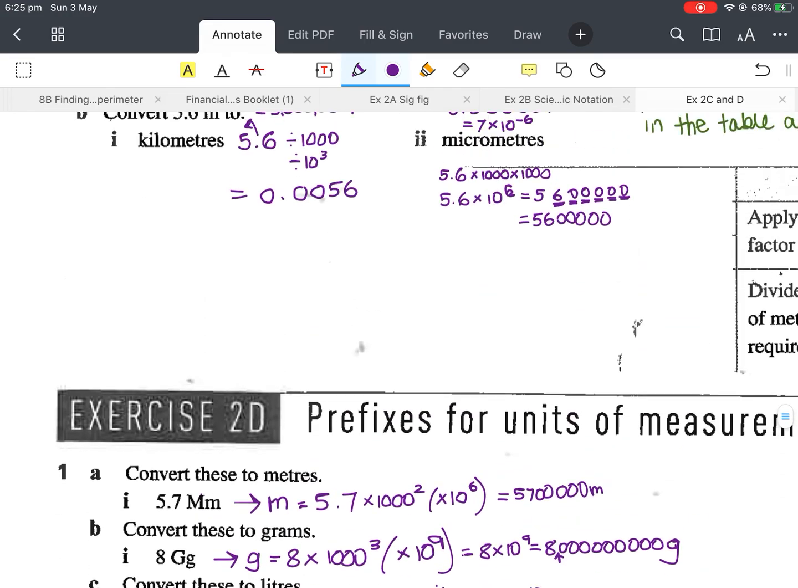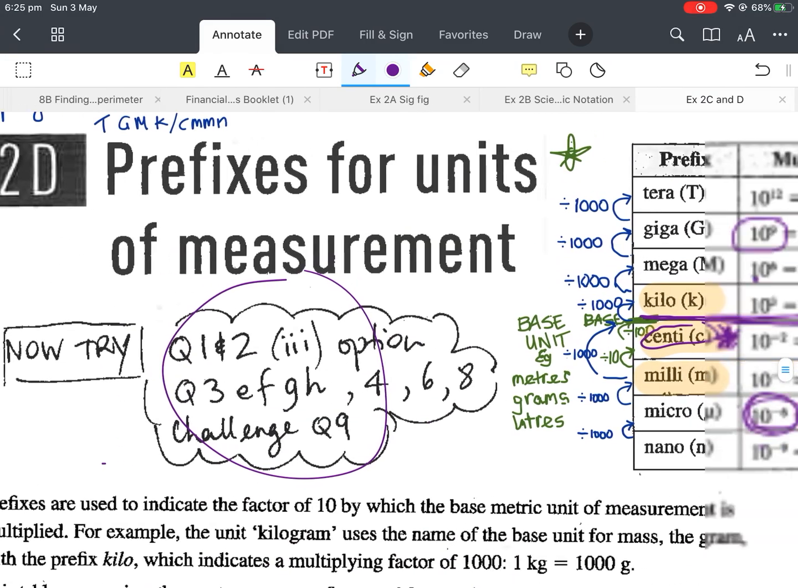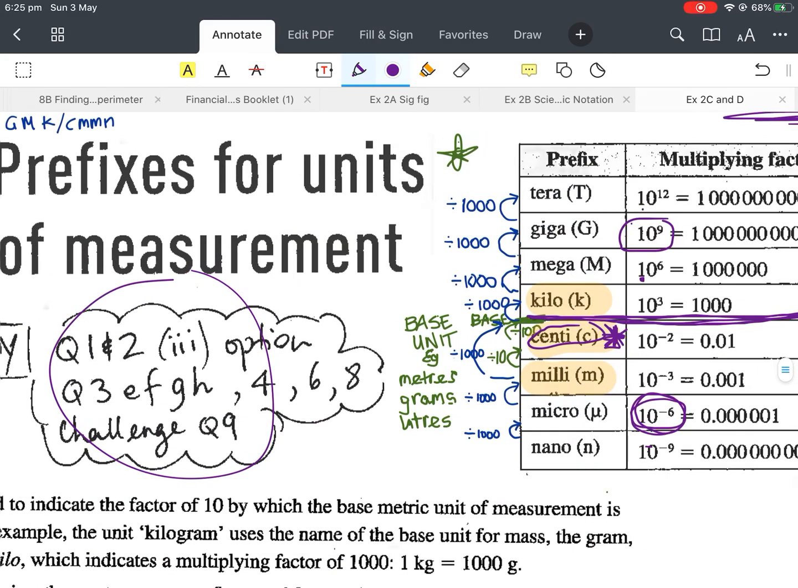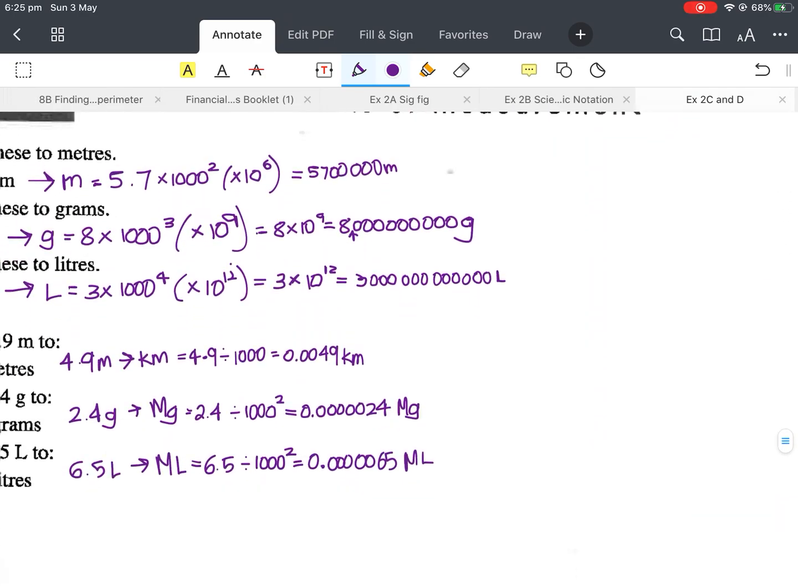Question 2b, I'm going from grams to megagrams. So following the blue, again, starting at the base, the purple line, and I'm jumping twice to get to mega. So I'm dividing by 1,000 twice, or I'm dividing by 10 to the power of 6 if you want to follow the table.